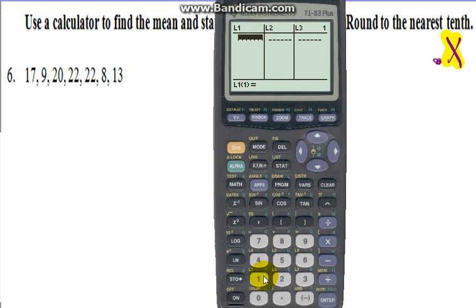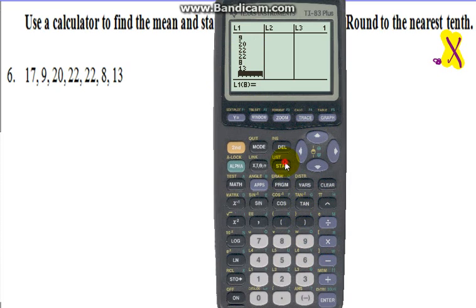Okay, so we're going to type all of these figures. 17, enter, 9, enter, 20, enter, 22, enter, 22, enter, 8, enter, and 13, enter. So now I've got my list 1 populated with 9, 17, 9, 20, 22, 22, 8, and 13.